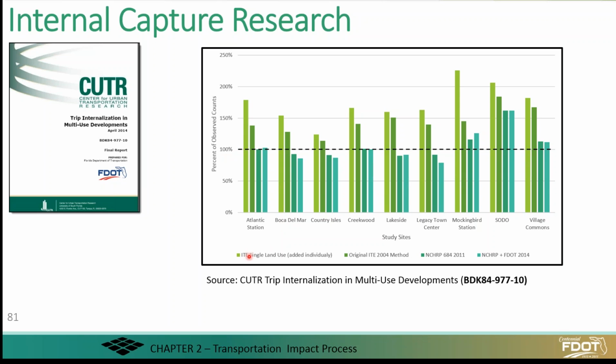If you can see the colors well, the lime green color is the ITE single land use, and next to it is the original ITE 2004 method. The one next to it is the NCHRP 684 that was done in 2011, and the one right next to it is NCHRP plus the study that FDOT did in 2014. As you can see, the ones that went above the 100% margin were overestimated, and the ones way under 100% were underestimated. Some of these are very close to other methodologies or data collection that was done in the past.